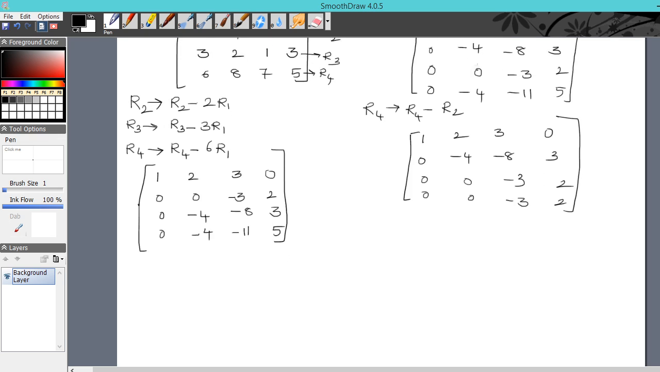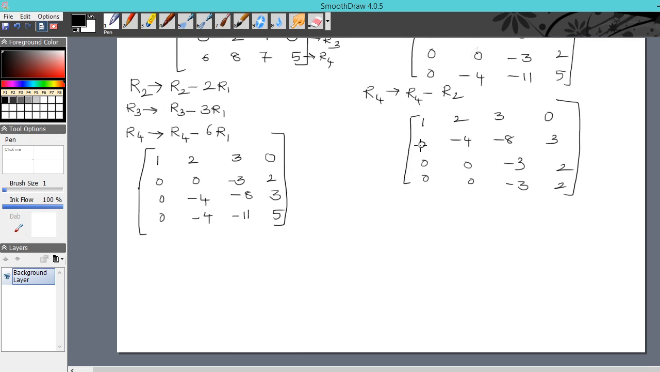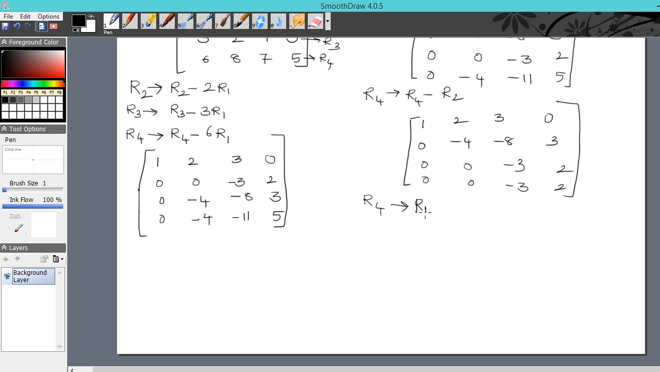Now we got this also. Here 3 numbers are 0, here 2 numbers, and here we have to make this 0. So I'm doing the operation on R4 and using only R3. Use R1, R1, R1, then R2, R2, then R3. If you follow this method, it will be easy for you. So R4 minus R3. Why? Because minus 3 minus of minus 3 is plus, so minus 3 plus 3 is 0.